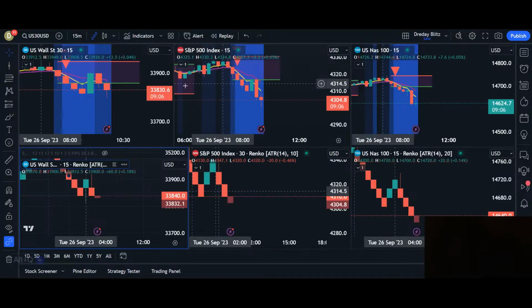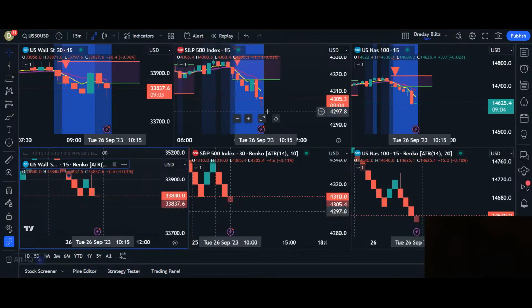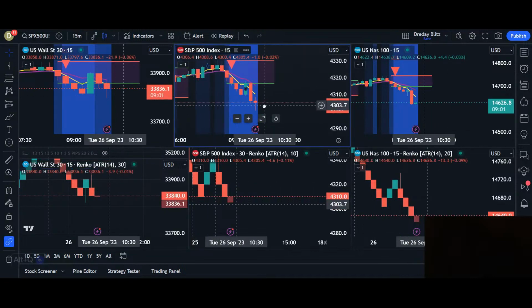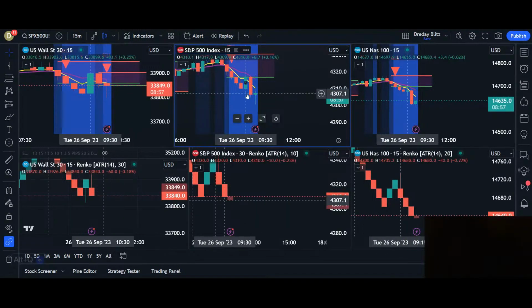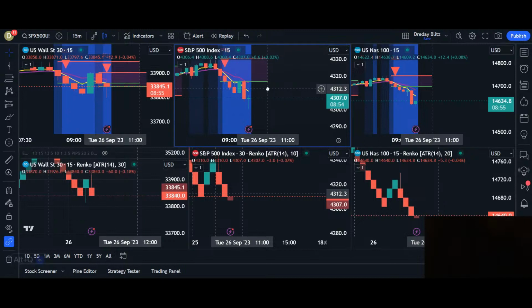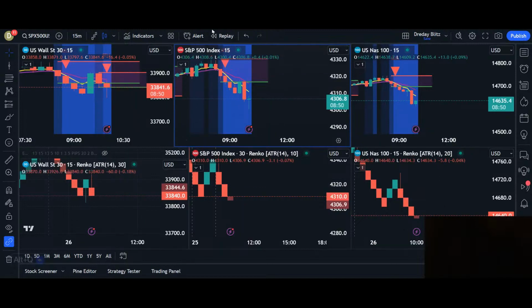Now it may still go up. We have S&P 500 and Nasdaq, which may have taken some liquidity there, but we'll wait and see.